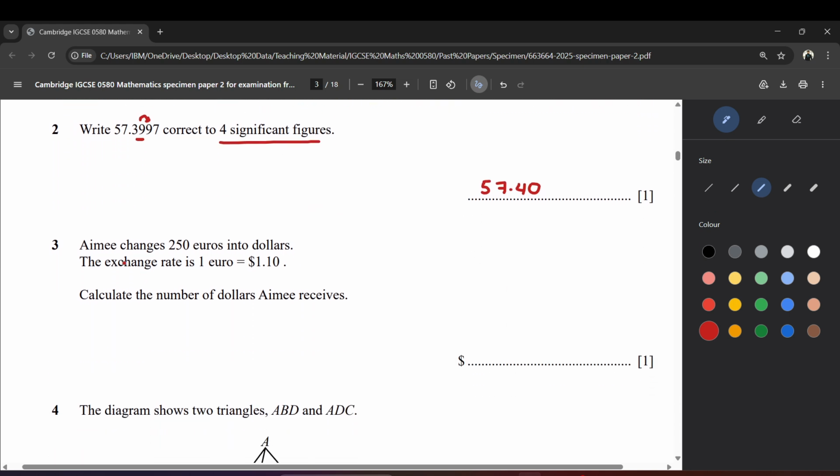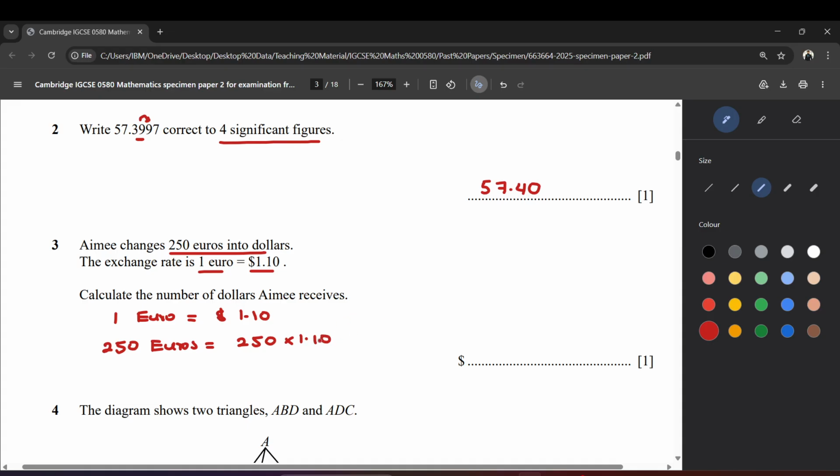Number 3, Amy changes 250 euros into dollars. The exchange rate is that 1 euro is equal to $1.1. Calculate the number of dollars Amy receives. Okay, so we know that 1 euro is equal to $1.10. So how many dollars will be 250 euros? That will be the simple ratio method, right? You just cross multiply. So that will be 250 times 1.10.